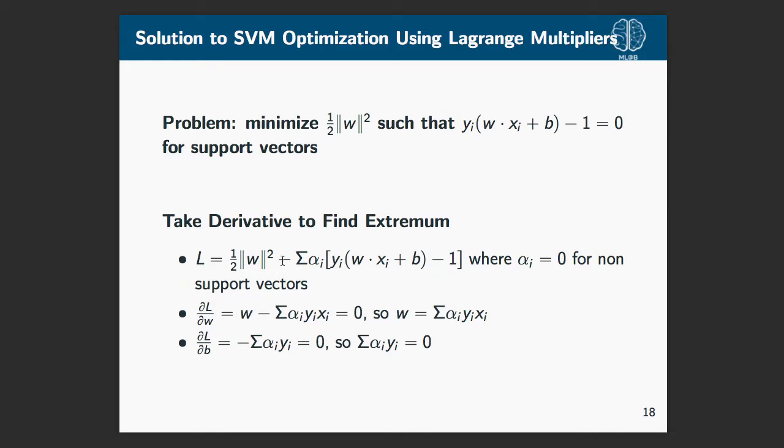Okay. So now that we have the loss term, we're trying to find the minimum of this. So you can just take the derivative. First we'll take the derivative with respect to w because we're trying to find the optimal w. And when you do that, you get that w is equal to the sum of alpha i, yi, xi. And similarly, when you take the derivative with respect to b, you get that the sum of alpha i, yi is equal to 0.